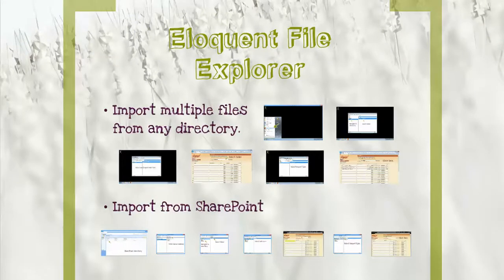Let's turn to Eloquent File Explorer. This utility allows you to upload any digital object or objects directly into Eloquent, including hidden metadata fields. Use it to browse to a file directory, then select your files, select the web form, and import. In this way, you can upload records from your local drive, your shared drives, and SharePoint. You can also upload metadata from custom SharePoint fields.